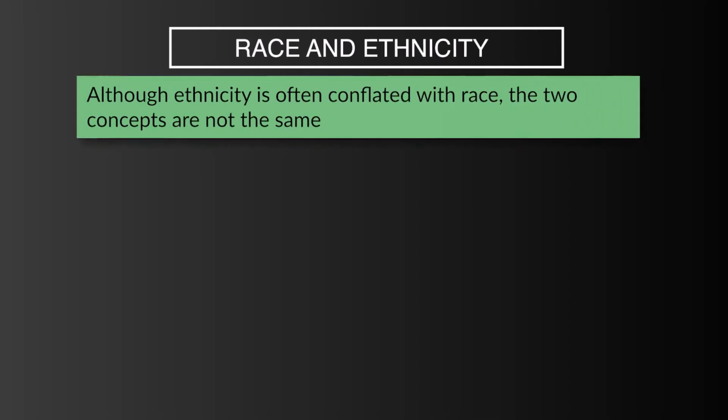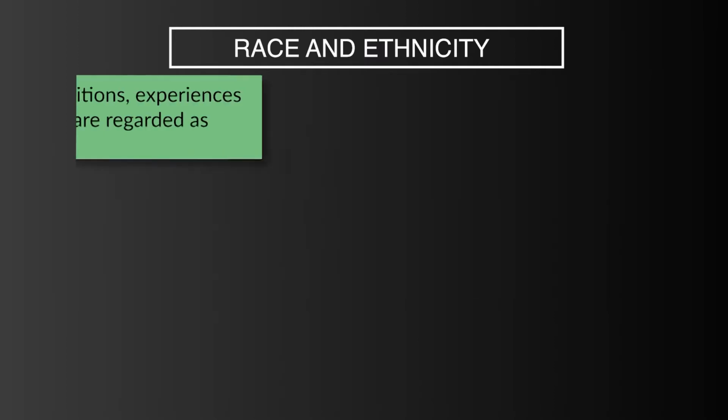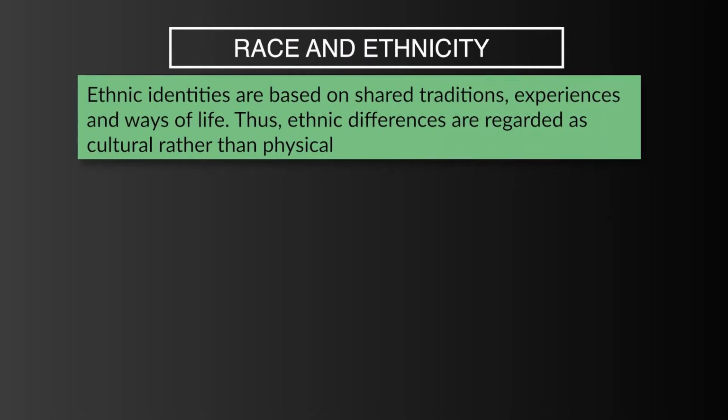Now, what is the difference between race and ethnicity? While ethnicity is often conflated with race, the two concepts are not the same. For example, Tony Milton talks about how race pertains to biological differences based on skin color and features, whereas ethnicity refers to particular community members who share common cultural traditions. It is basically the sharing of traditions, experiences and ways of life which makes ethnicity cultural rather than physical.